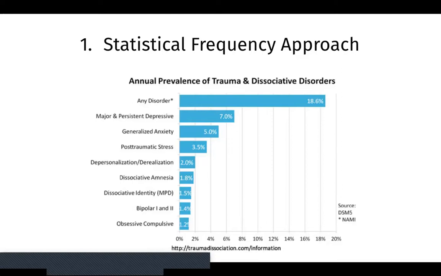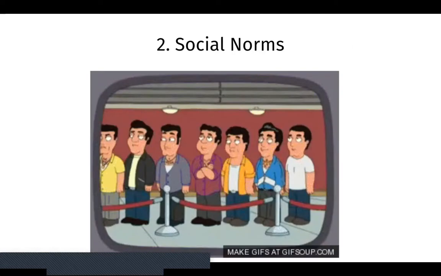Okay, so statistically that's abnormal when you compare it to 100%. Let's go down to OCD, which is obsessive compulsive, on the bottom. 1.2% of the population has OCD. That makes it statistically abnormal. Now, does that mean it's maladaptive? In this case, yes, but it's going to be a different definition.